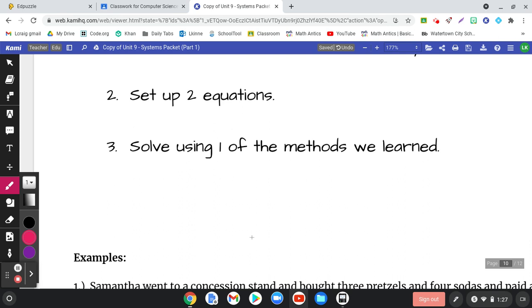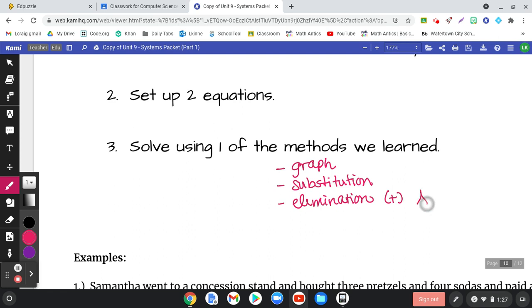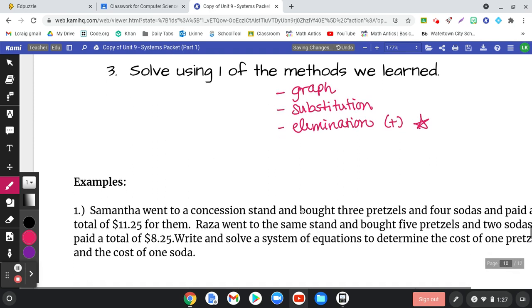and then solve using one of the methods we learned. Remember, we learned graphing. We learned substitution. And we learned elimination, which is the same as adding. This one is probably the one that we'll use the most, and you'll see this a lot when you get to Algebra 2 as well.